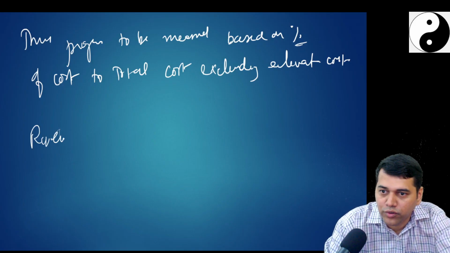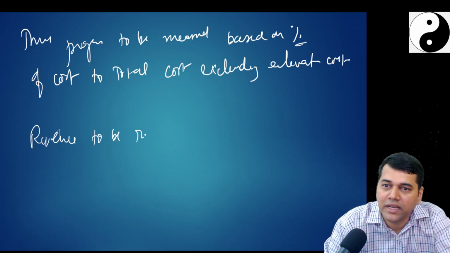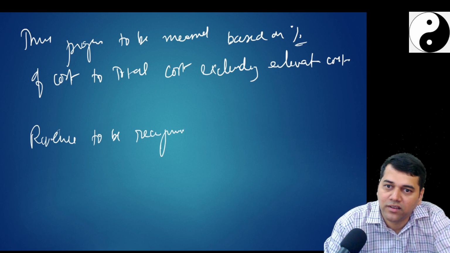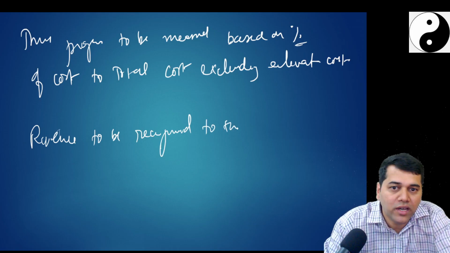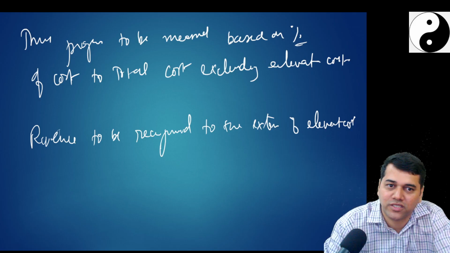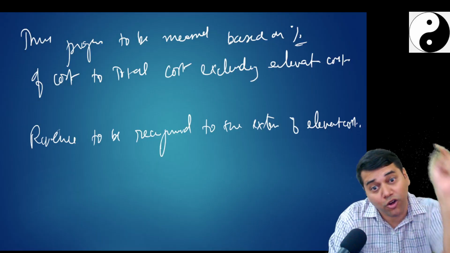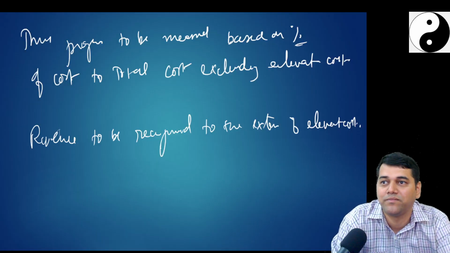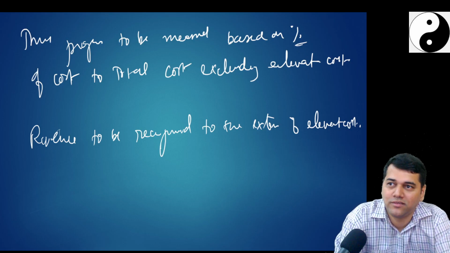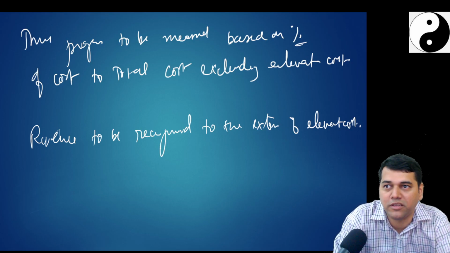Revenue is to be recognized to the extent of elevator cost. That means how much cost you incur, that much only you recognize. Don't use a percentage on this. Perfect, students, you understood very clearly what this example is meant for.